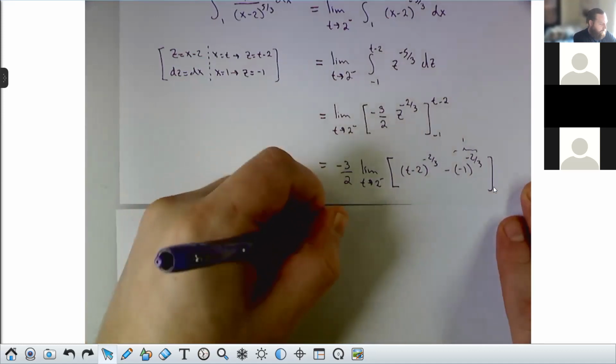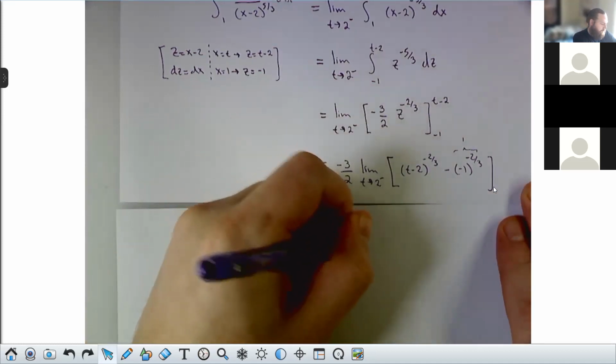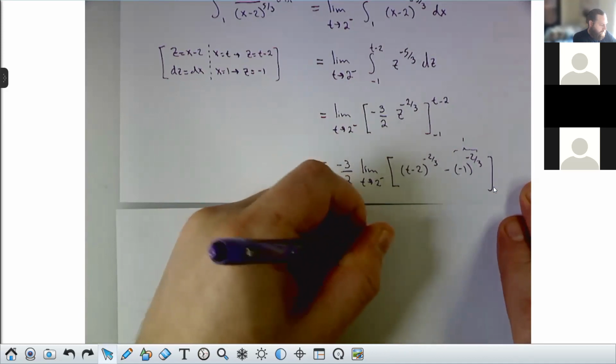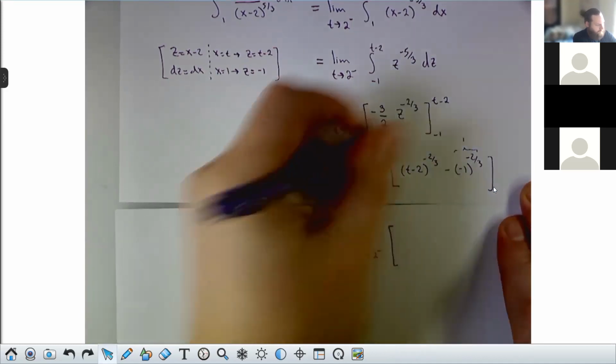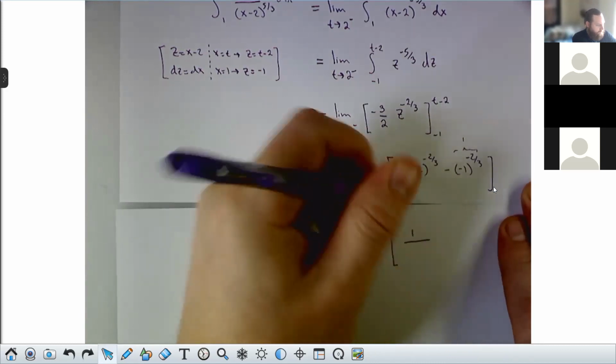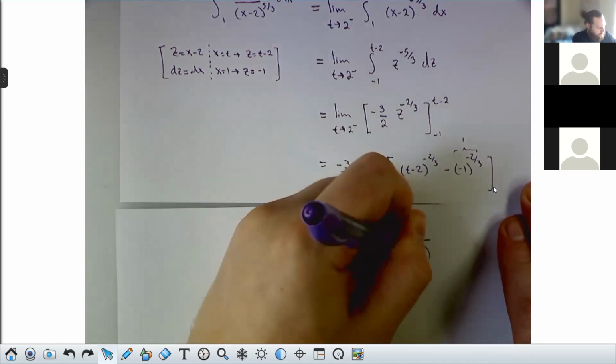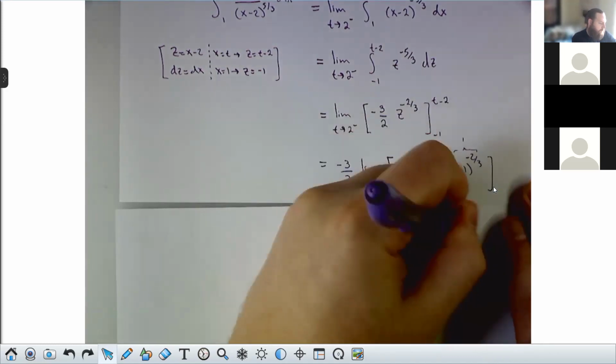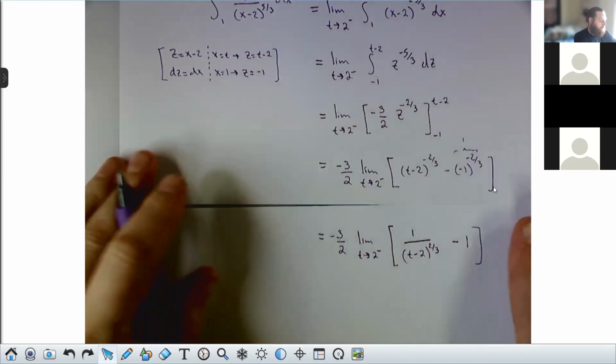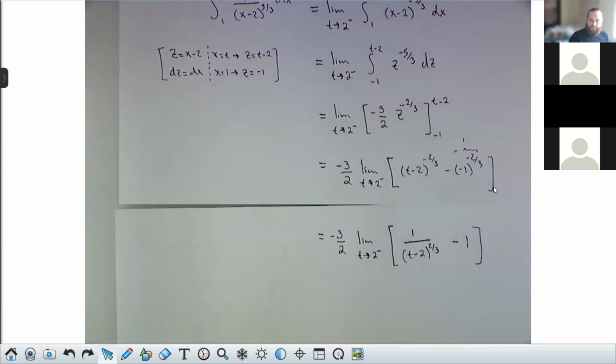The other piece, though, let's actually write this as a fraction. This is 1 over t minus 2 to the 2/3. This piece we said was 1. So as t goes to 2 from the left or the right, but specifically as t goes to 2 from the left, this bottom is still going to 0. Now you need to think a little bit about whether that's going to mean this thing goes to positive infinity or negative infinity.